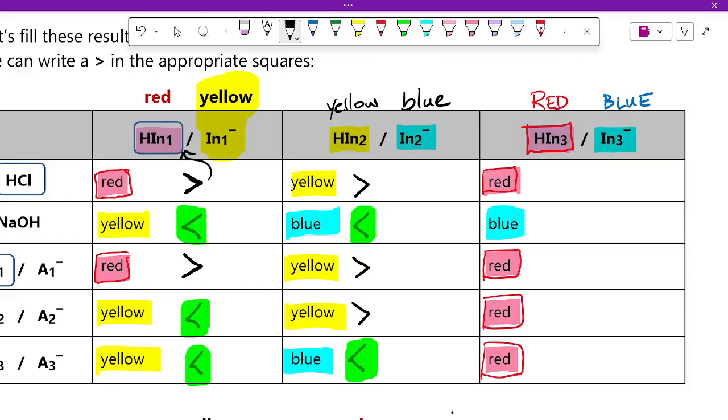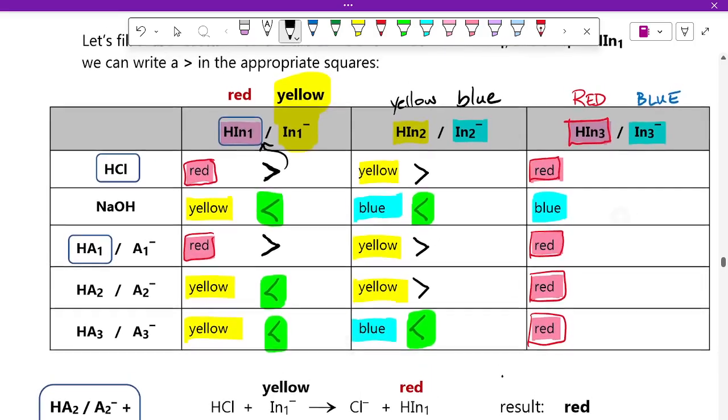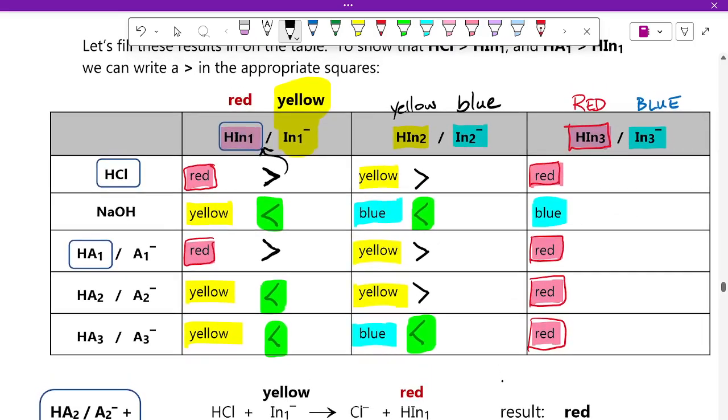I'm going to go around the classroom and just point at you, and you're going to tell me greater than or less than as we go down the column. Maya, the first one. Greater than or less than? Is HCl stronger or weaker than HIN3? Greater than. Yes, very good.